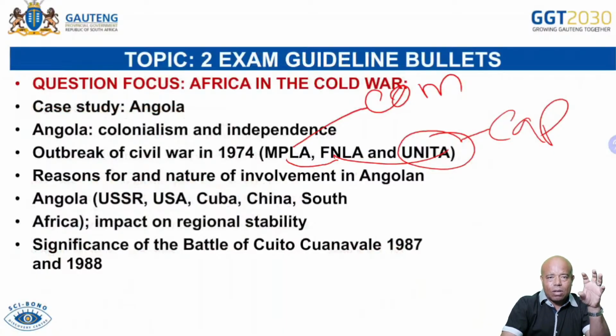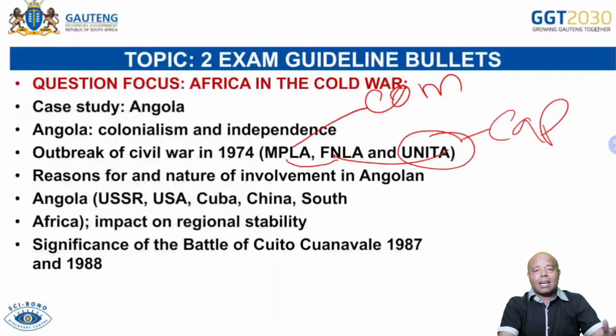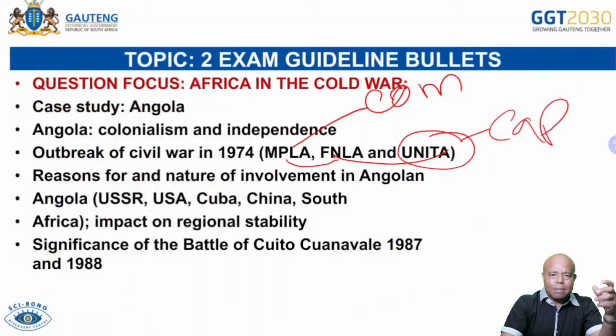But what happened is various negotiations were held, like the Lusaka conference, where they could not come to an agreement, but a ceasefire was agreed upon during the Lusaka conference. We need to understand Lusaka as the capital of Zambia, so they had to go to a neutral country. Then the significance of the Battle of Cuito Cuanavale from 1987 to 1988. Cuito Cuanavale was on the southern tip of Angola.